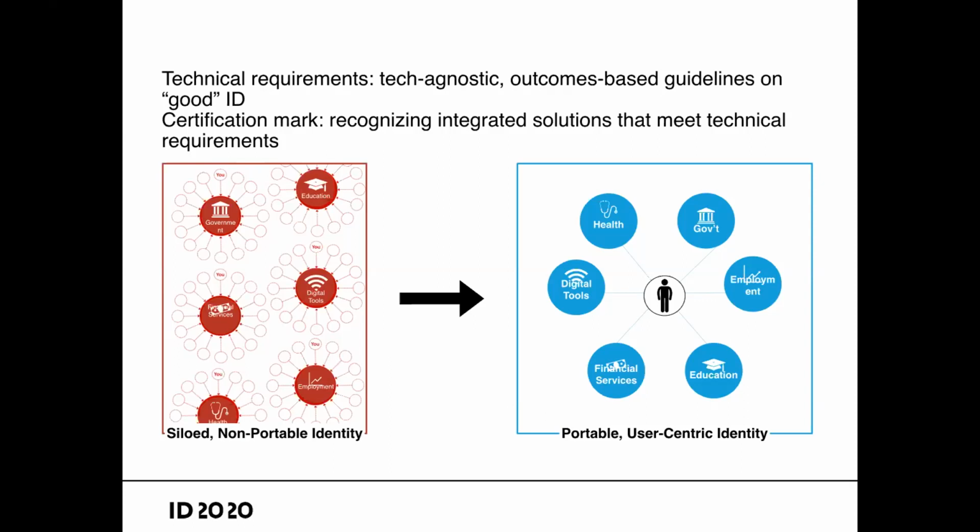There are 2 important things that I want to note about the technical requirements. The first is that they're technology agnostic. What we mean by that is they don't prescribe a specific technology, but instead, and this is the second important feature of the technical requirements, they're outcomes-based. So they set requirements that dictate what a system ought to be able to achieve in order to be considered good, rather than prescribing how a system should achieve that.